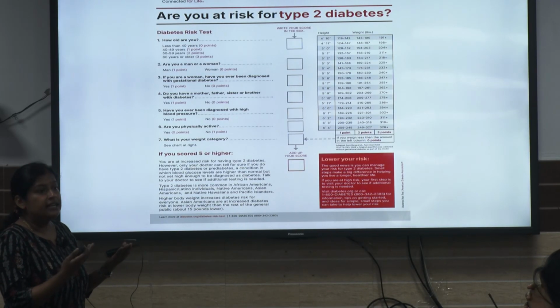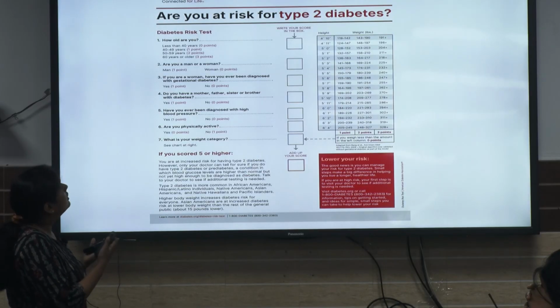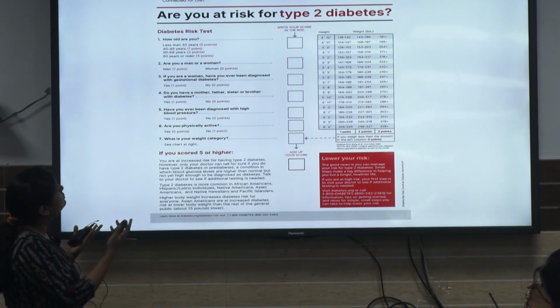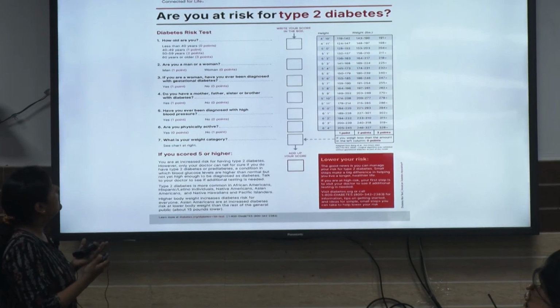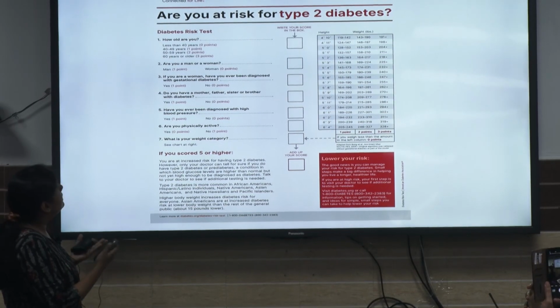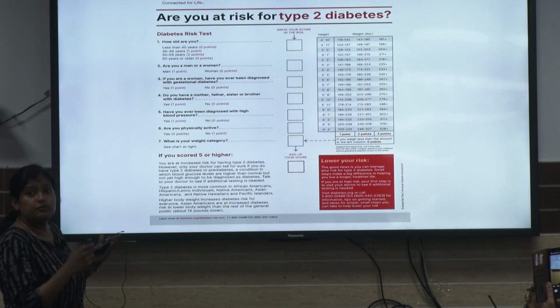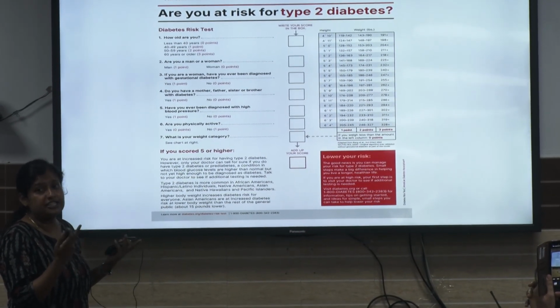Age less than 40, 0 score. 40 to 49, 1 point. 50 to 59, 2 points, and more than 60, 3 points. The next question is, are you a man or a woman? Female gender, 0 score, male gender, 1.